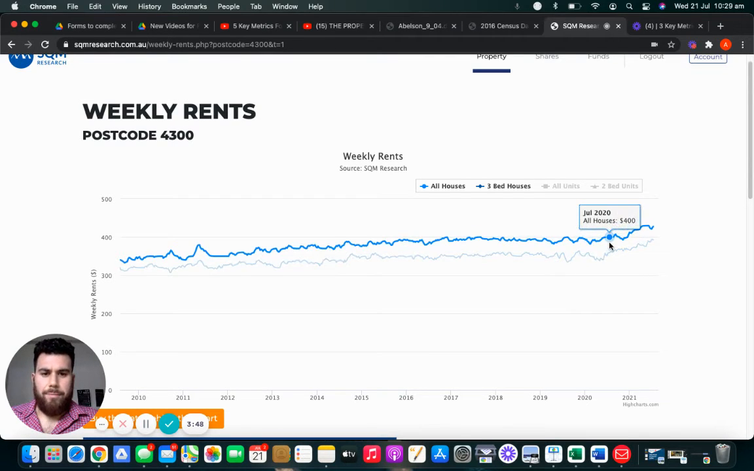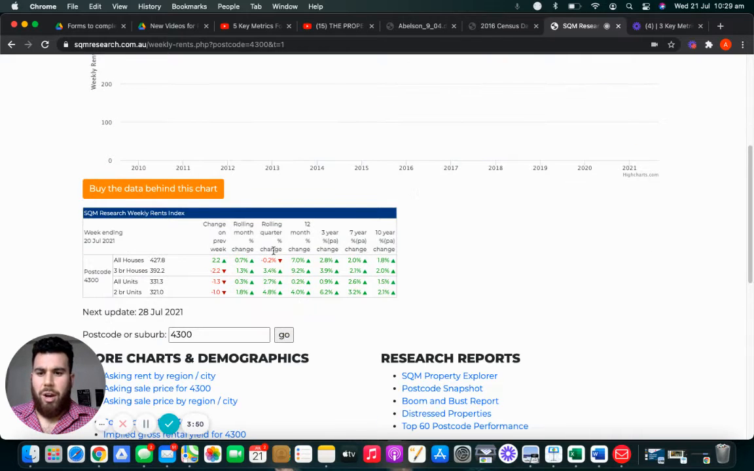The prices are rising. And if we come down to the chart here at SQM, we can see what's been happening over the last 10 years, 7 years, 3 years, 12 months, rolling quarter, rolling month, etc. You're seeing increases in the rental market. You might see some little drop-off reds here with a downward 2%, but that's nothing to worry about, because the property market is something that happens slowly. This is just saying the last change in the week is a 2.2% drop. Nothing to be too concerned about. If we start seeing consistent red, there's something to have your eyes open for.